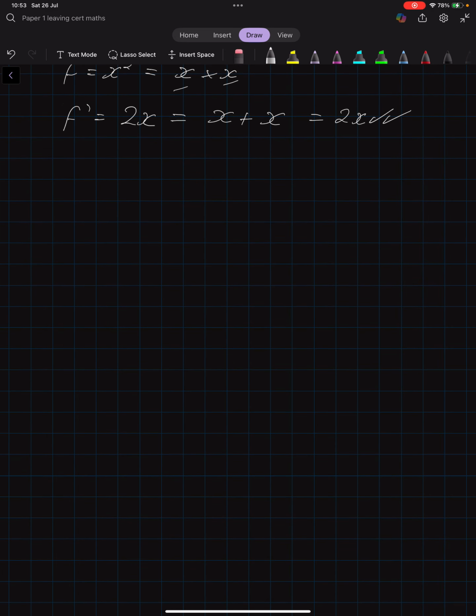Now the quotient rule. The quotient rule is harder. Okay? So if f of x is equal to u over v, then f prime is equal to v u prime minus v prime u all over v squared.